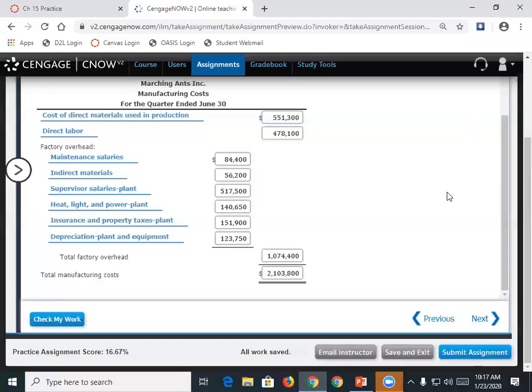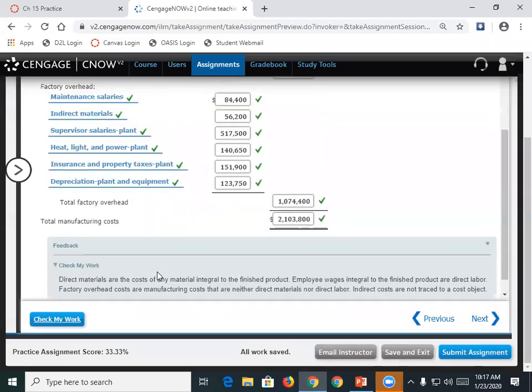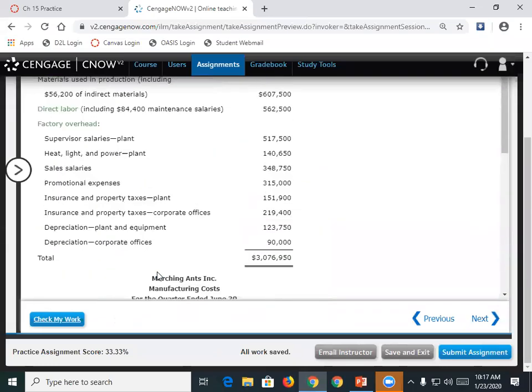So when we calculate these manufacturing costs, that's one portion of our income statement. Total manufacturing costs, that's one portion. Okay. Any questions on that? So really, so far, we're just learning how to classify costs, right? Okay.